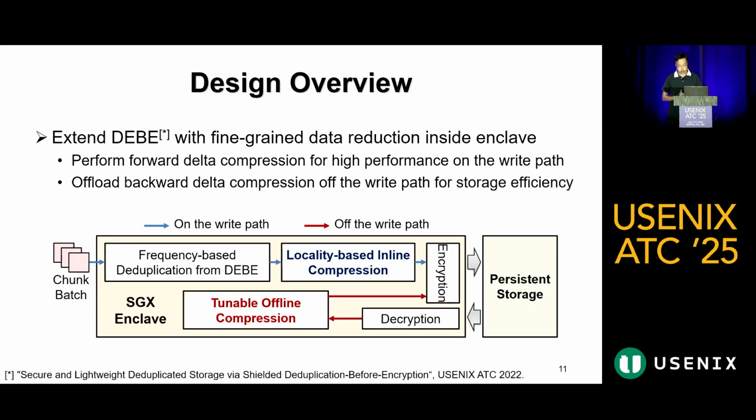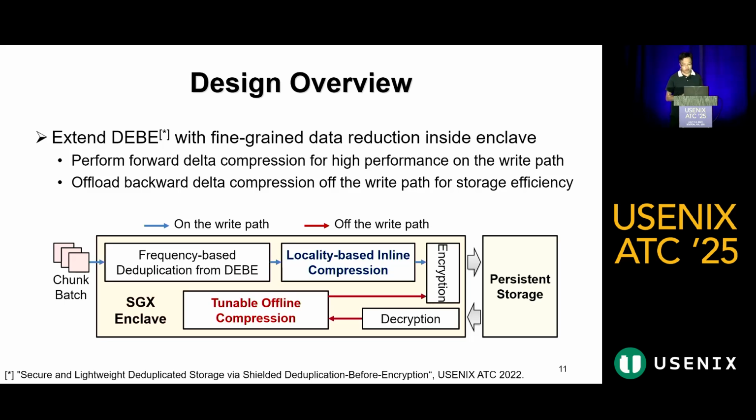So we built a system, ShieldReduce, and it's based on our prior work DB, which supports deduplication, and we extend this to also support delta compression in order to achieve fine-grained data reduction. The idea is we perform forward delta compression to achieve high performance on the write path, and we offload backward delta compression off the write path for storage efficiency. And remember that this backward delta compression is to reconstruct locality.